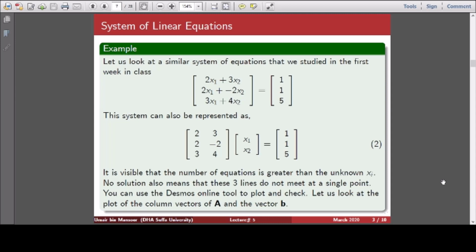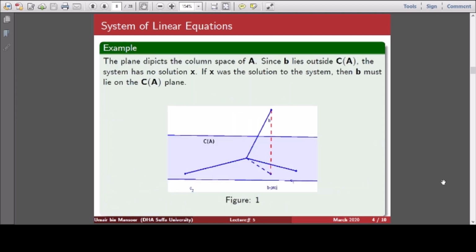Now the other view is the column view. The column view is what we are going to follow, and we have been looking at it since the first lecture. Let's take the columns of matrix A and see how they appear and what the column space is. By the way, this system that I have taken as an example has independent columns, and let's see where the vector B lies.